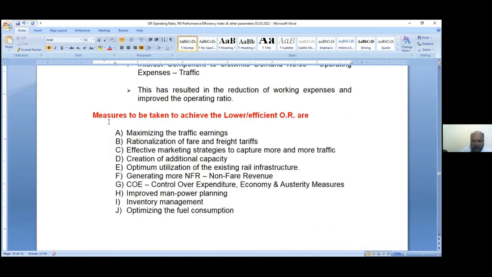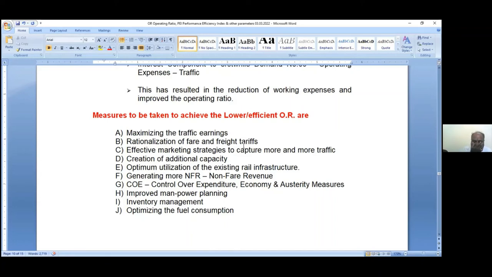Generally, the question likely asks: what are the measures to be taken to achieve a lower or efficient operating ratio? The answer is, either we have to maximize traffic earnings, that is, rationalization of fare and freight tariffs and effective marketing strategies to capture more and more traffic. Nowadays, the Railway Board has initiated several measures to capture more traffic, especially on the freight side, and creation of additional capacity, that means construction of new lines, traffic facilities, doubling, gauge conversion, thereby we can run more trains and earn more revenue, along with optimum utilization of the existing rail infrastructure and generating more non-fare revenue.